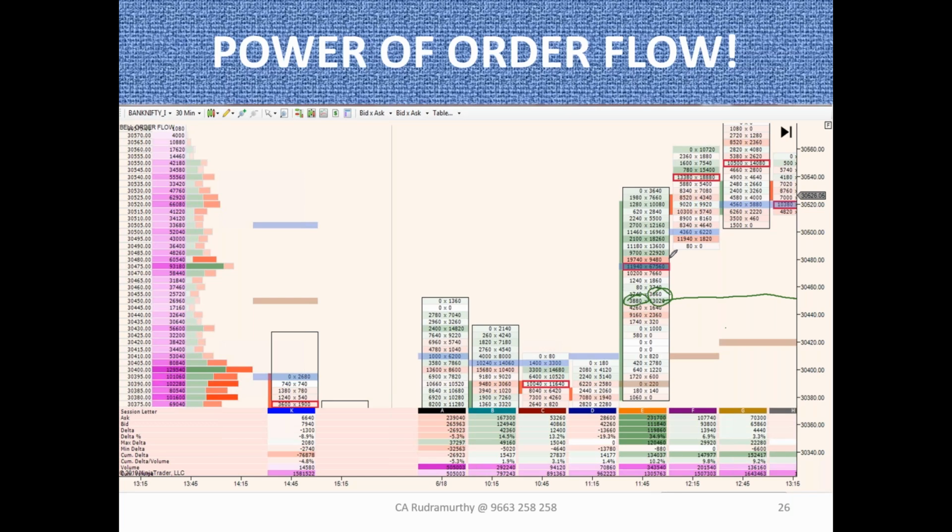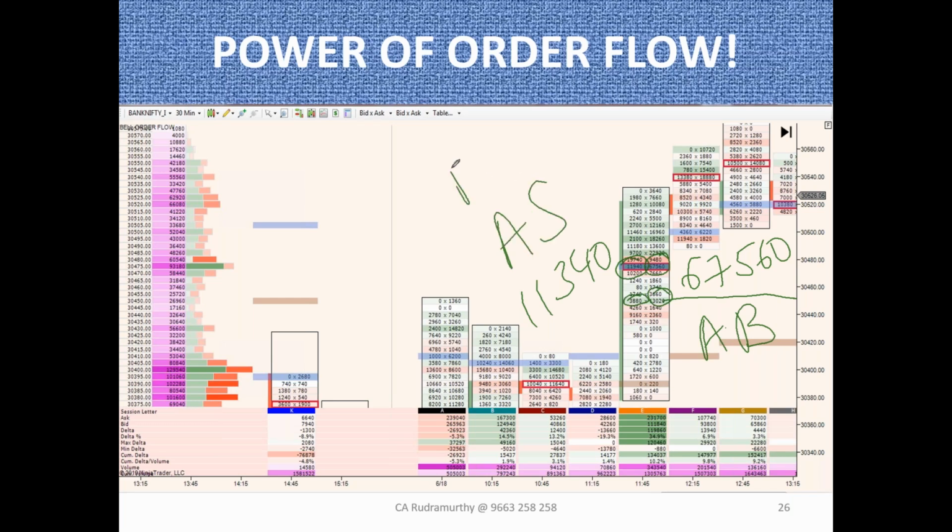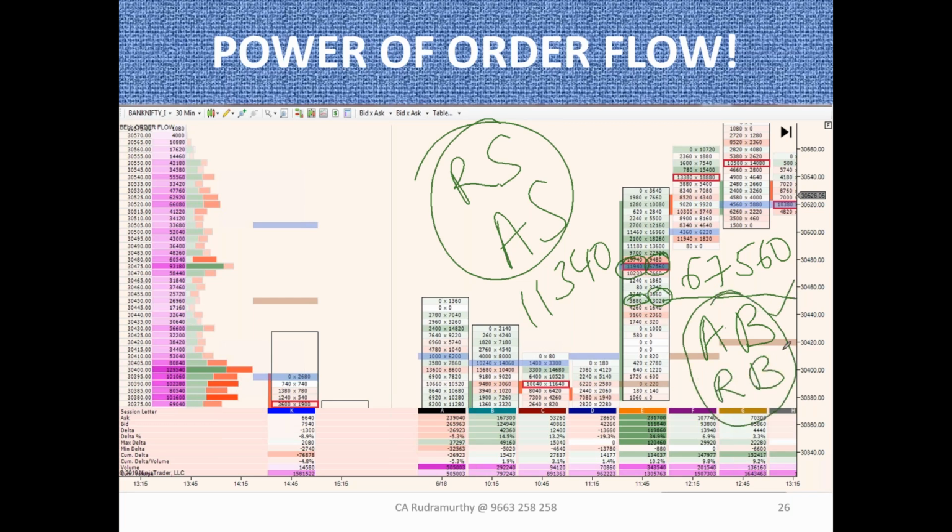You can see here, very important, 67,560 quantity buy order came, but at the same price the sell order was only 11,340. So this is indicating to me an aggressive buyer, and this is indicating either an aggressive seller or a responsive seller. Here you have either an aggressive buyer or a responsive buyer. Advanced order flow will tell you how to distinguish between them, so we will not go into that depth. You can simply call these people sellers and these people buyers.